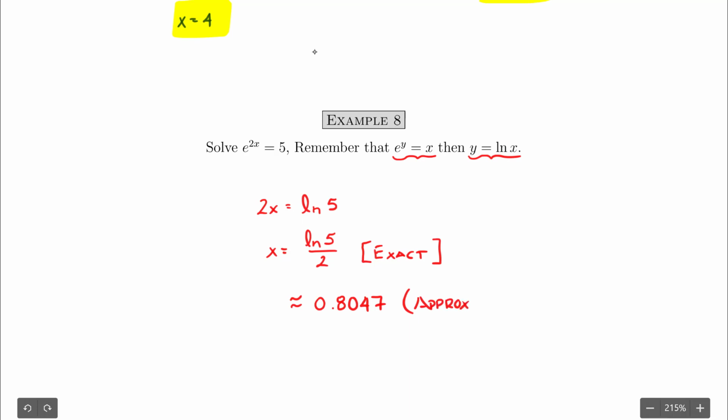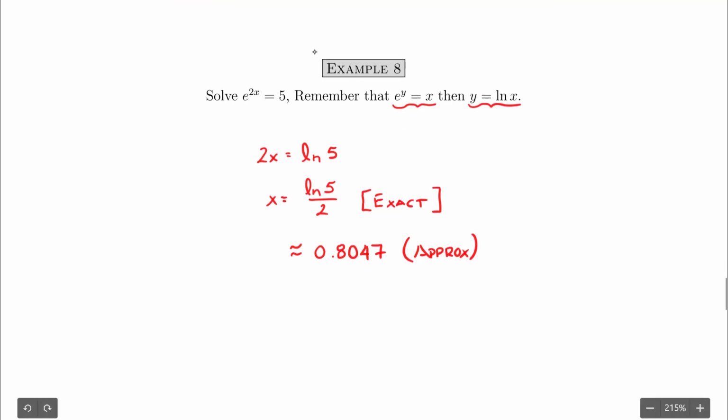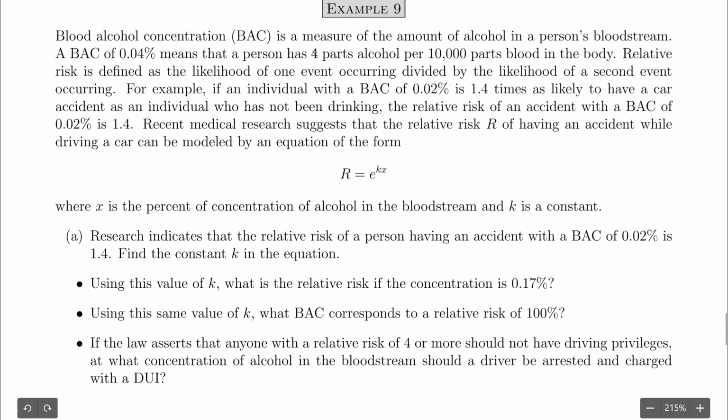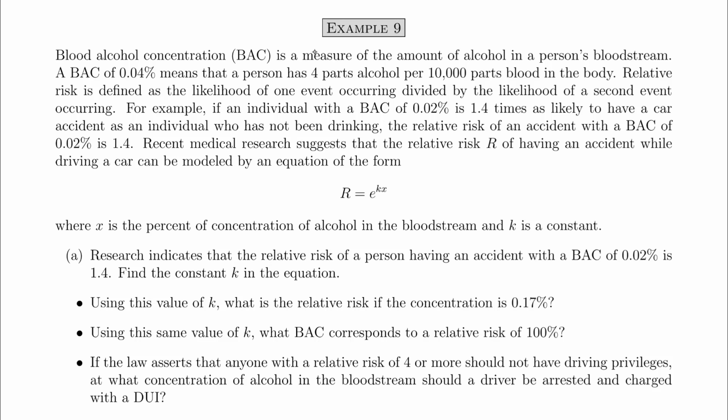Okay, so just keep in mind there is a difference between exact and approximate. The natural log of 5 over 2 is our exact answer. The decimal approximation obviously is the approximate answer. And then finally we get to example 9, and this is the last example for today. We're talking about blood alcohol concentration.